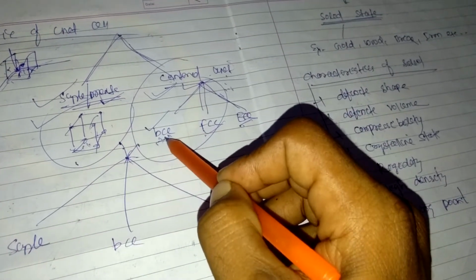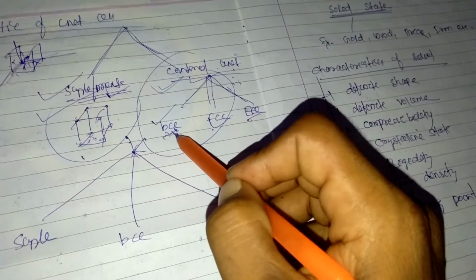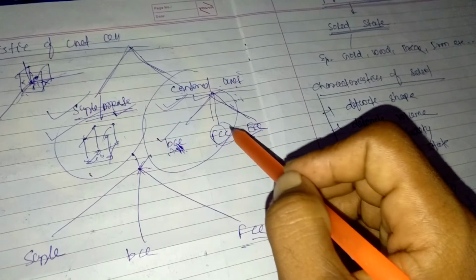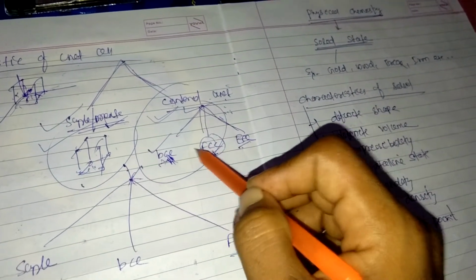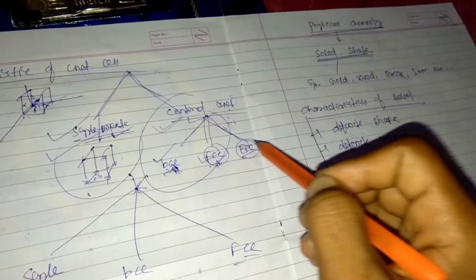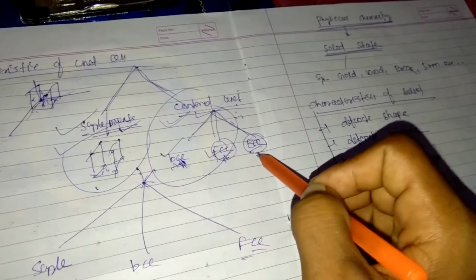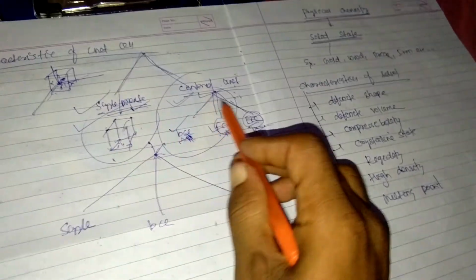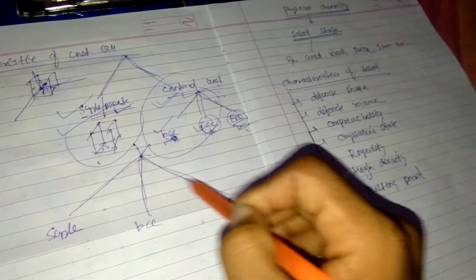Body centered unit cell means what? Its constituent particles are at the 8 corners and one additional point present at the middle of the cube. Okay, FCC means what? It contains 8 corners and each face contains one additional point. ECC means what? It also contains 8 corners and its opposite faces contain one additional point, known as ECC.